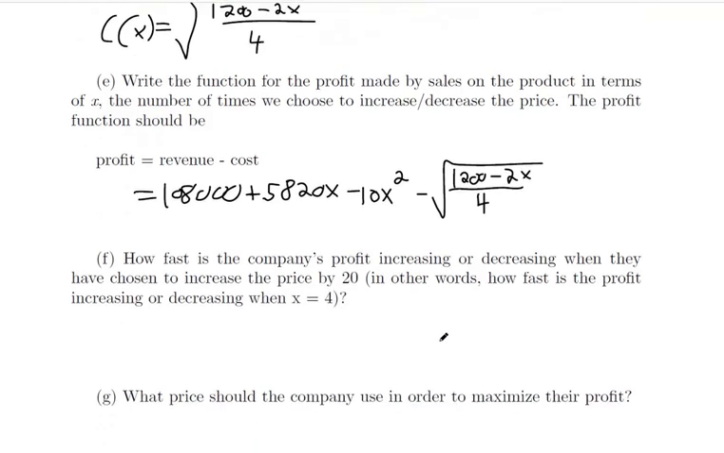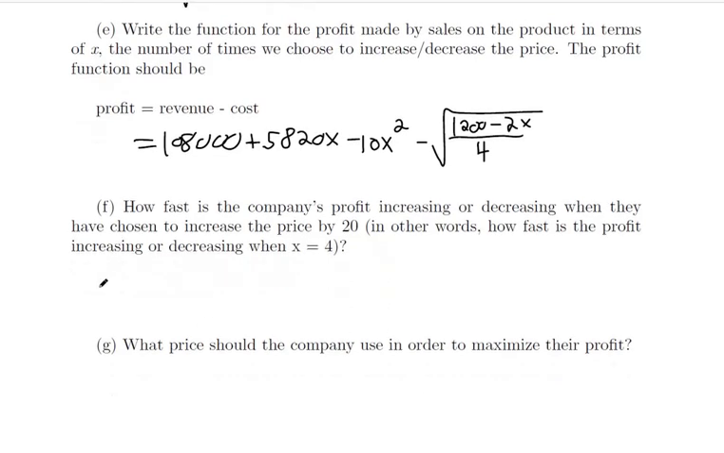And then for part F, it says how fast is the company's profit increasing? So this part is the real calculus part. Part F and part G are where we finally get into calculus land. Okay, the profit, if we plug in a number in here, that'll tell us what profit we're making when x equals 4. But we're not asked for what our profit is. We're asked how fast the profit is changing. So I'm going to use the calculus shorthand for the derivative. We want to know a rate of change. We want to know how fast the profit is changing. So I want to take a derivative of the profit function with respect to x.